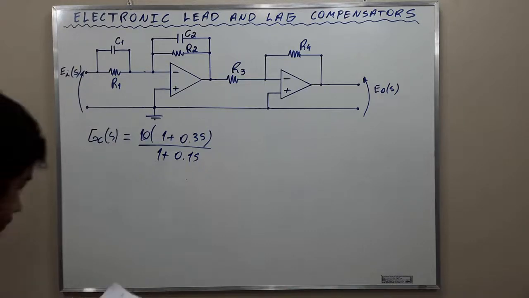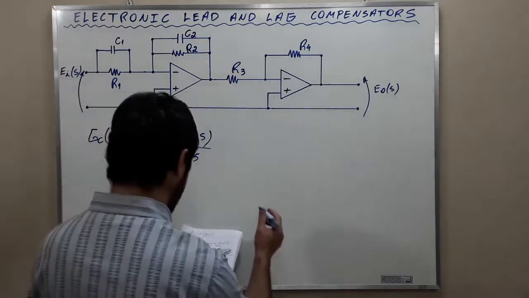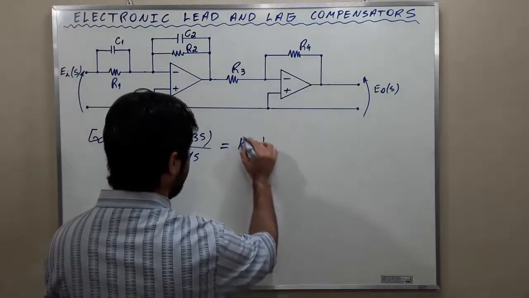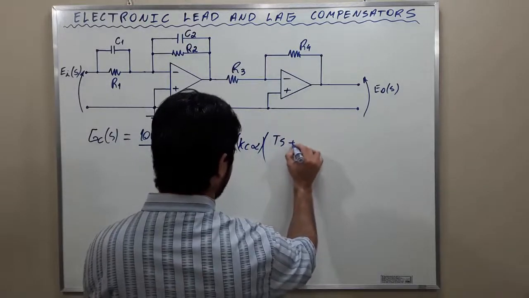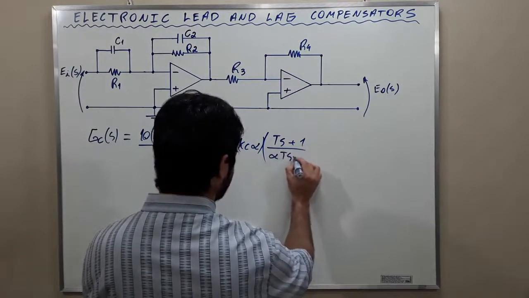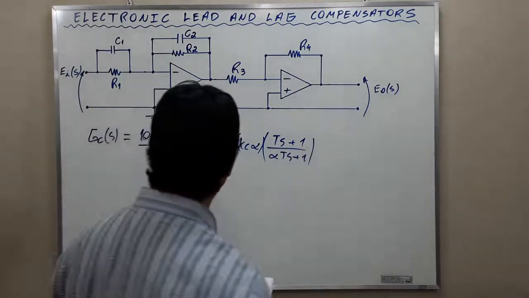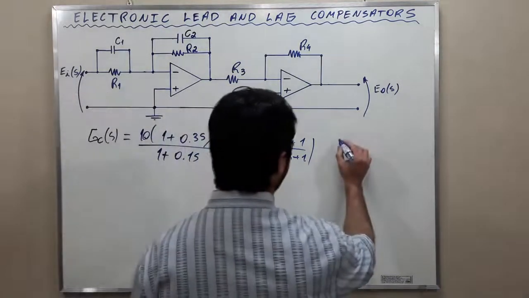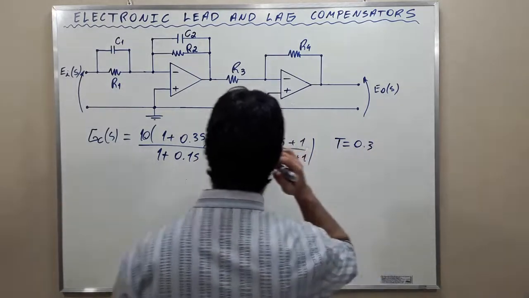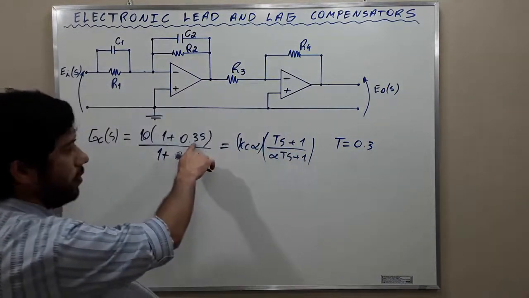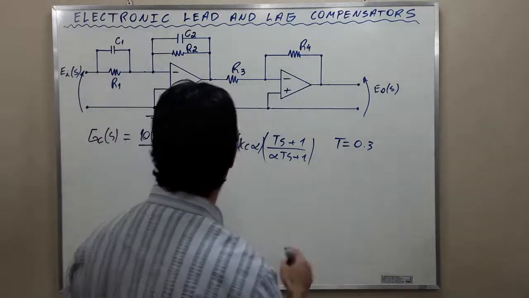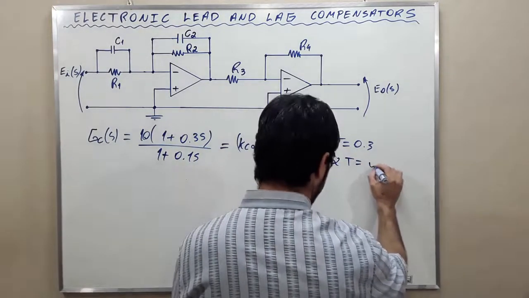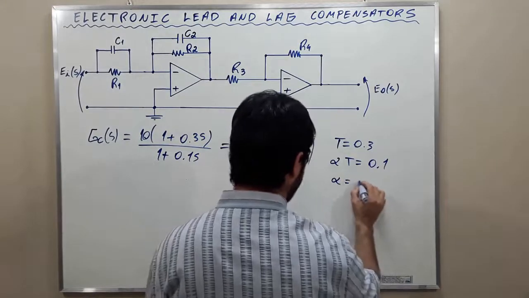A general compensator transfer function is of the sort I wrote here: Kc times alpha, Ts plus 1 over alpha Ts plus 1, okay? In this exercise, if you compare one with the other, you're going to see that T is equal to 0.3, and alpha T is 0.1, therefore alpha is equal to a third.